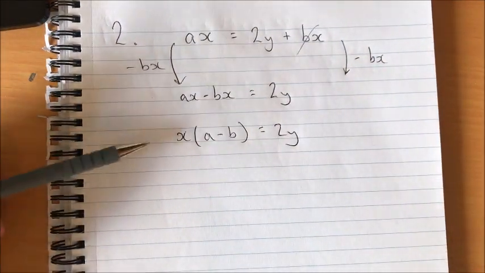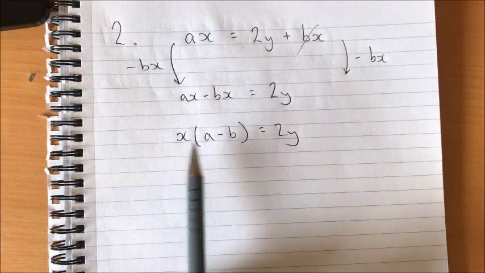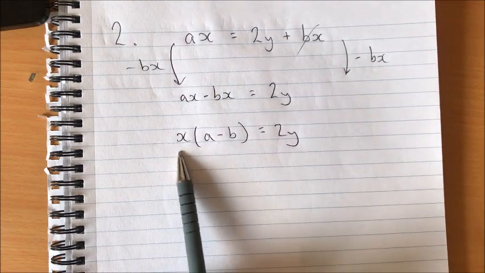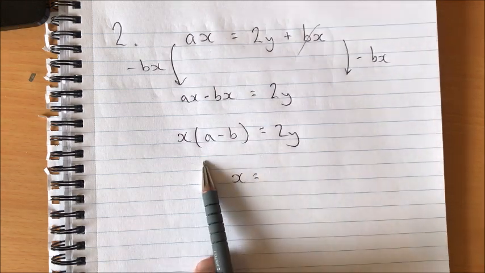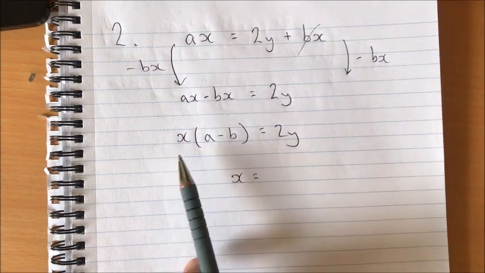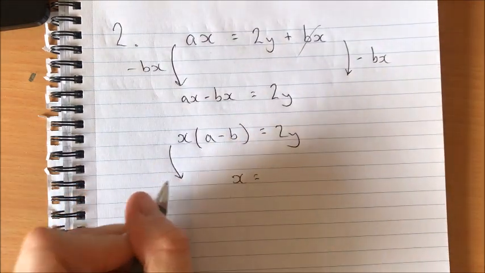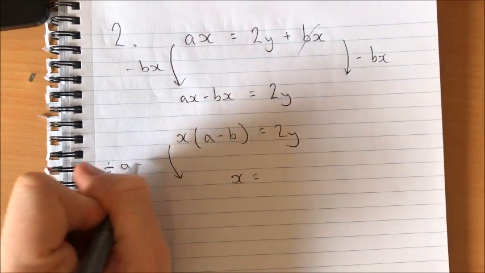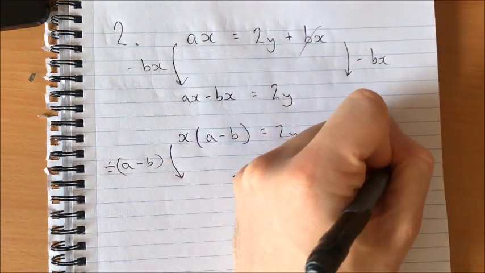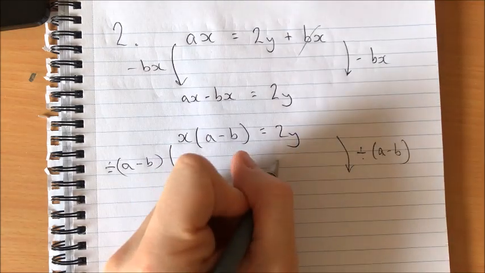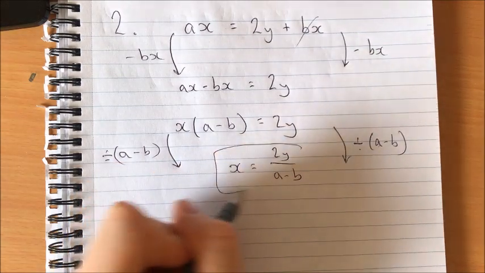In this one crucial step, I've gone from having two x's on my page to just one x on my page. And that's getting me closer to my goal, which is just to have x on its own. I can get to my goal in one step. How do I get from x times by a minus b to just x on its own? Well, if I divide both sides by a minus b, that'll tell me that x equals 2y all over a minus b. That is my final solution.